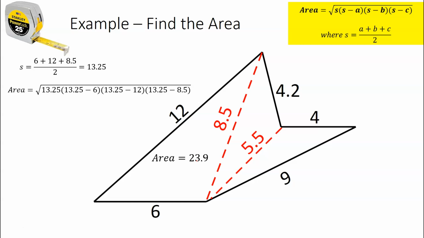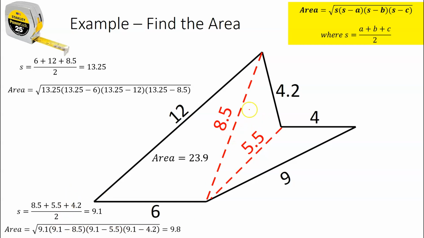I break it up. Again, this time there wasn't more than one way, but the first time there would have been more than one way to do it. So now I can work with either one of these. I did the 8.5 and the 5.5 and the 4.2, so I'm finding the area of this triangle next. Find the S, and then apply the formula, and this chunk ends up being 9.8. And then this one as well.